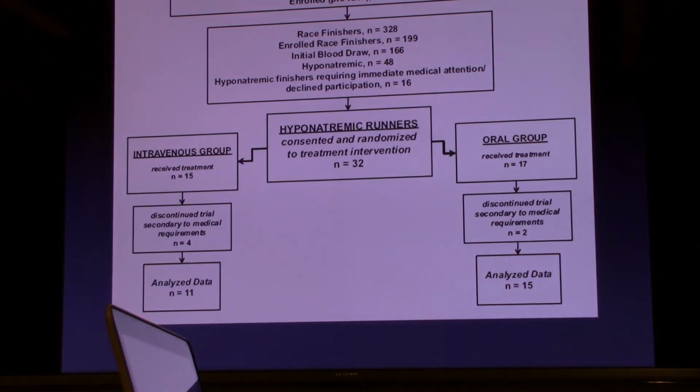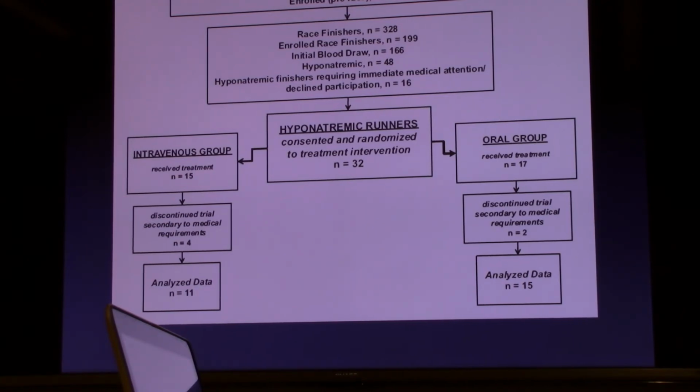Here's just a flow chart showing all the participants in this study. There were over 300 people enrolled in the study pre-race. Of those who enrolled, 2/3 actually finished, so 199. And of the people that finished, 166 blood samples were drawn.